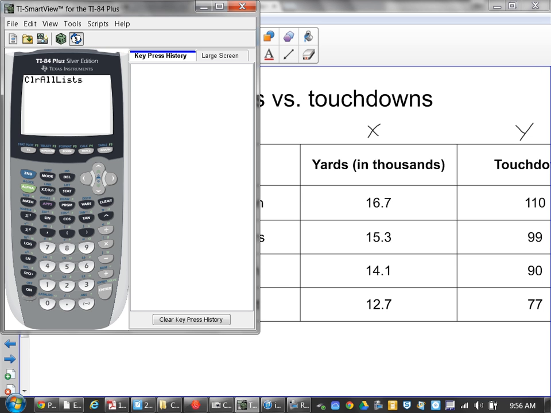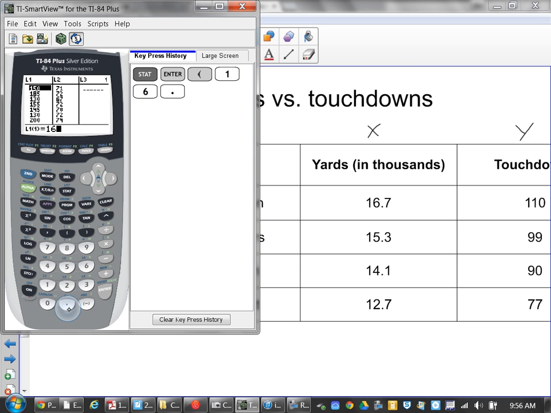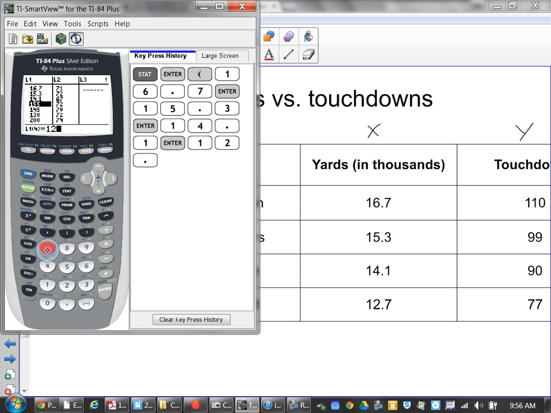2 probably. So again, we go to my list, stat, edit. We're going to edit L1. Oh, it didn't clear it out. Whatever. I'm going to say my L1 is going to be 16.7, 15.3, 14.1, and 12.7. The other ones I need to delete. Okay with that? Go to the other list. And it was 110.